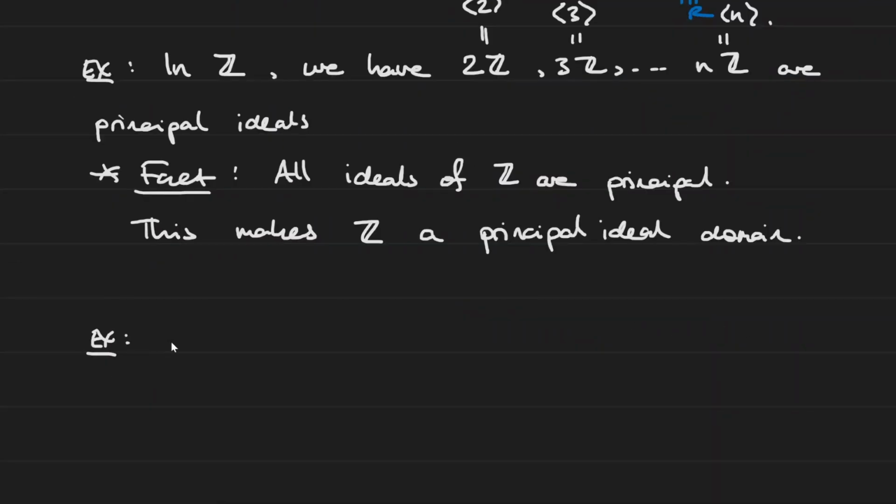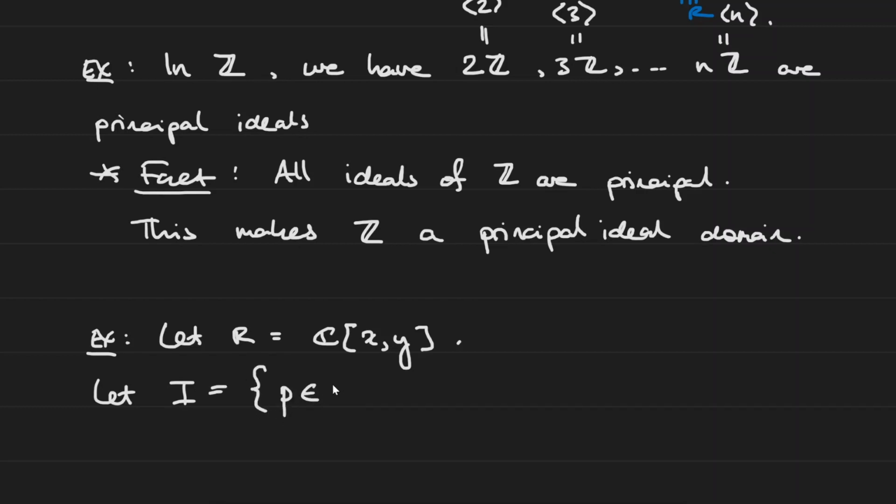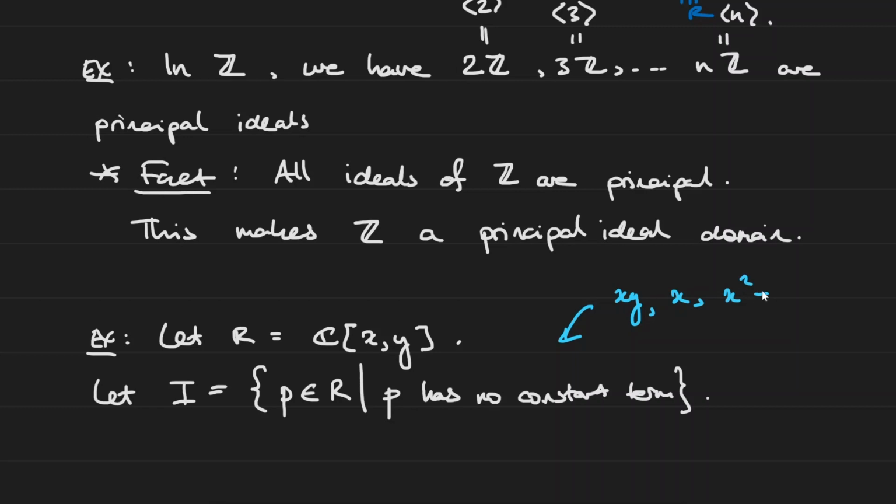Let's take a look at another example. We're going to let R be the complex numbers, but then we adjoin, let's say, two variables x and y. The fact that this is complex doesn't really matter, it's just an example. So remember, this is the ring of all complex polynomials with two variables x and y. Now we're going to define the following ideal. I is going to be the set of all polynomials p in R, where p has no constant term. So for example, xy would live in there, x would live in there, x squared plus x would live in there, x cubed plus y cubed would live in there, because all of these polynomials in x and y don't have constant terms.